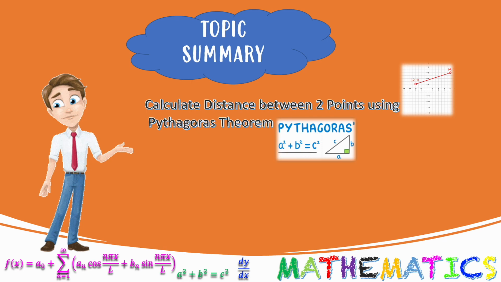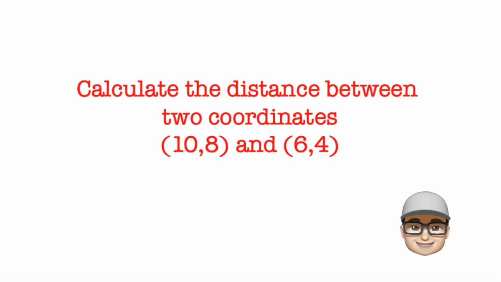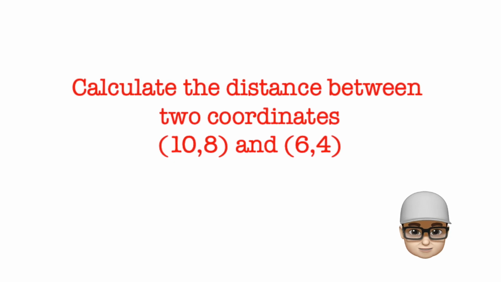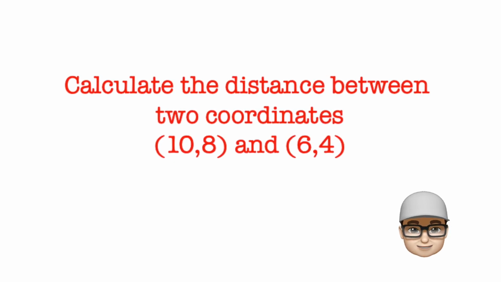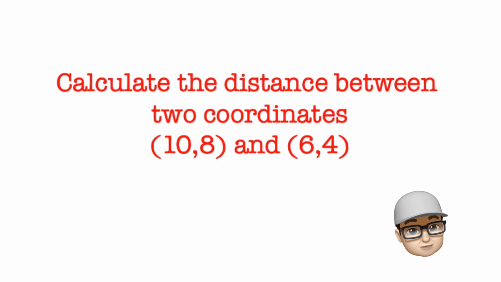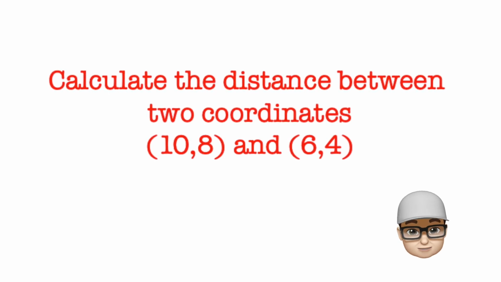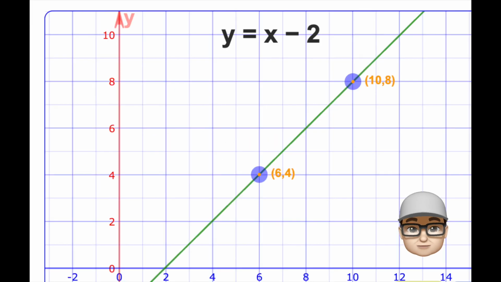Today we'll learn how to calculate distance between 2 points using Pythagorean theorem. Now let's try this problem, which says calculate the distance between two coordinates, which is 10, 8 and another one is 6, 4. Now let's take a graph and plot those 2 points in the graph. One is 10, 8 and one is 6, 4.